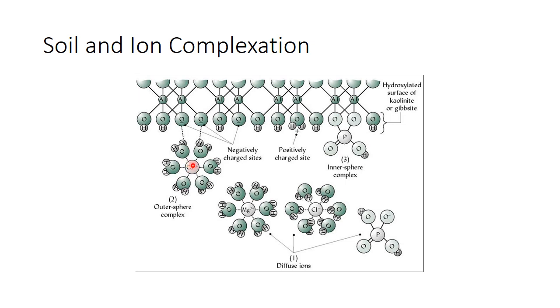And then we have inner sphere complexes where, say, something like a phosphate will actually share the oxygen with the clay itself. So that's an inner sphere complex. So this is a much stronger bond. So this is a covalent bond as opposed to an ionic bond. So inner-sphere complexes are covalent bonds where they're sharing elements. Outer-sphere complexes are where they're attracted just due to charge. And then we have diffuse cations that are floating around in solution.